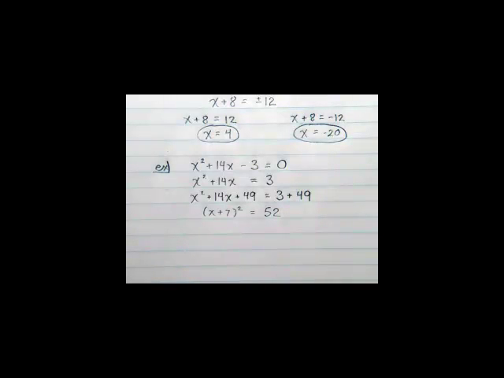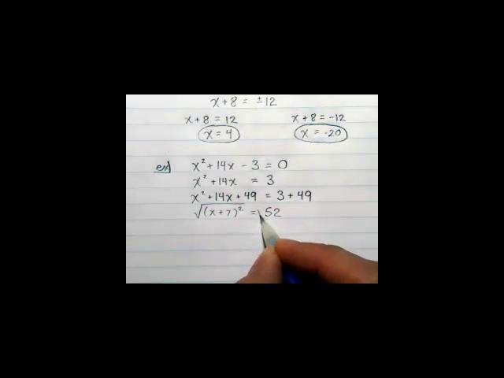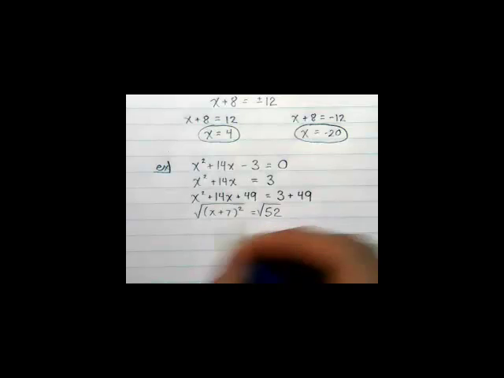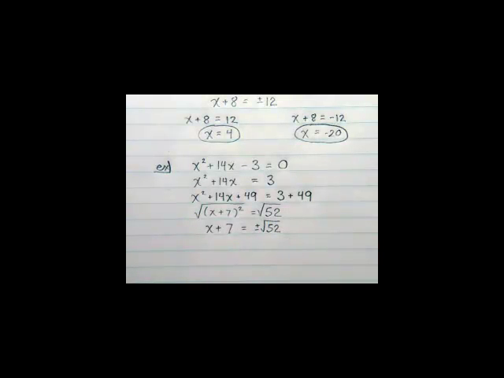Okay, so somebody else has not spoken yet. What's next? You have spoken already. Somebody else. Jason. Square root, right? Okay, and don't forget the little plus or minus here. So x plus 7 equals plus or minus square root of 52.